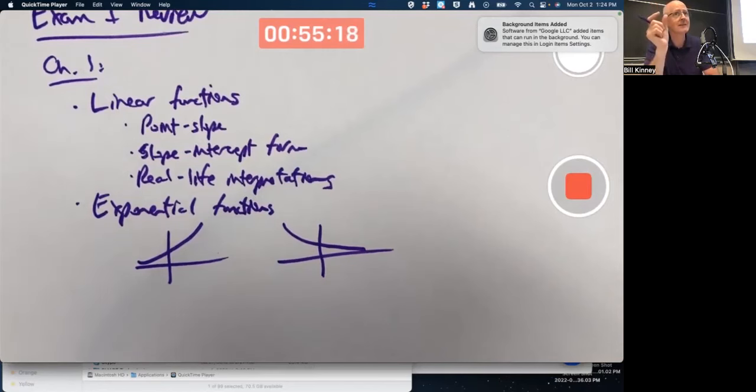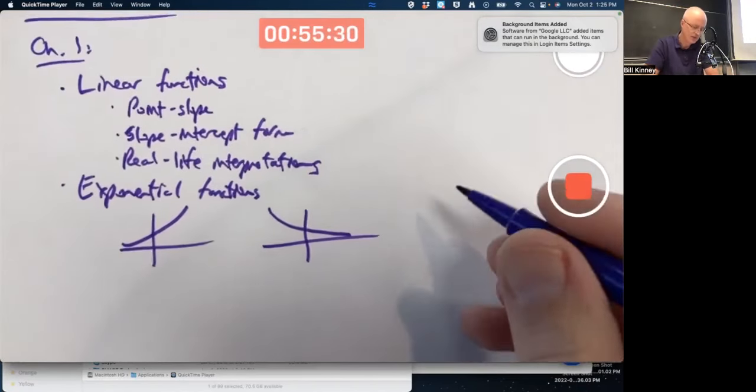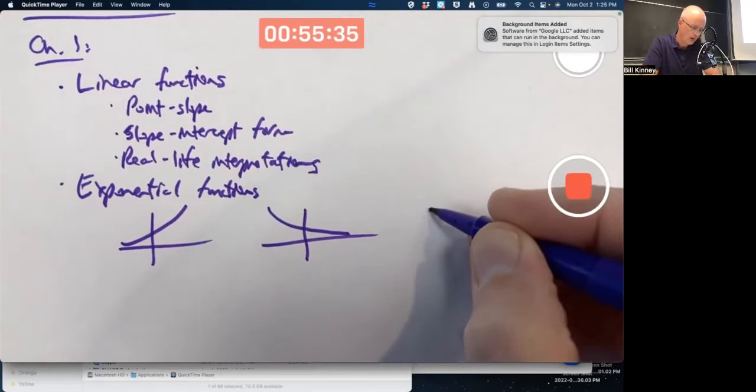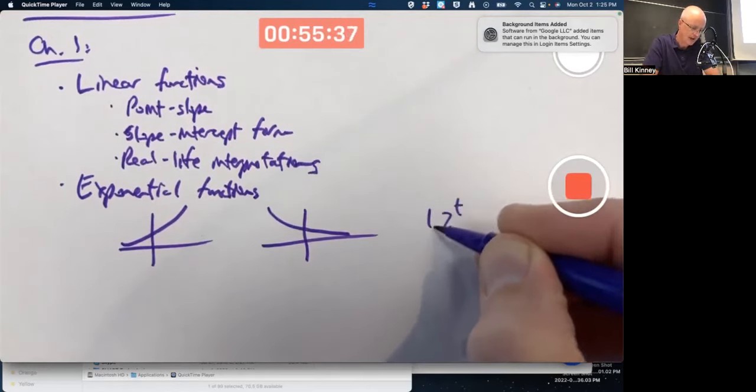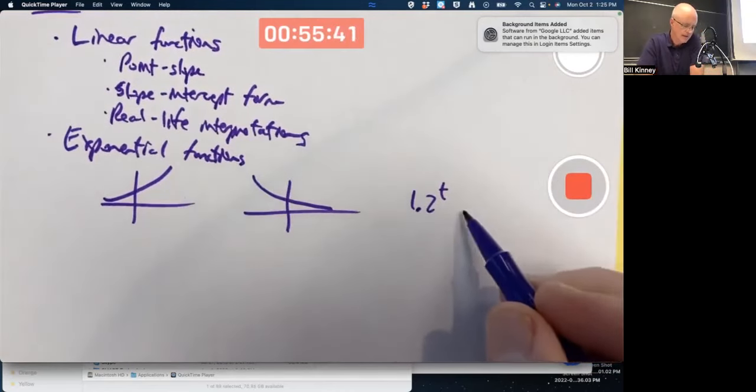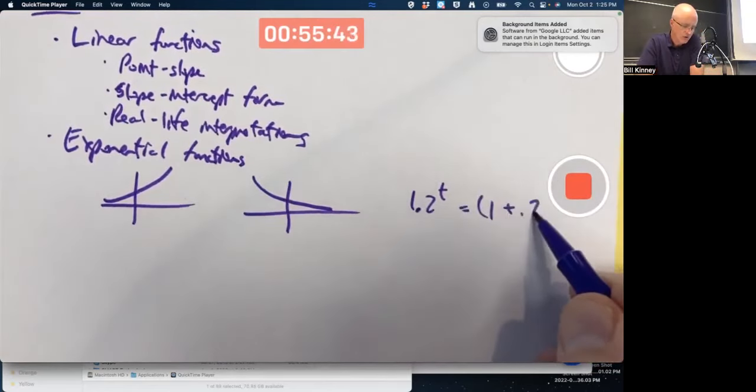If you put that word relative in there, that means percent. The word relative is essentially synonymous with percent. The relative rate of change, the percent rate of change, is constant. And in particular, if you've got a function, say, like this, 1.2 to the t power, say, as an example, that's the same as 1 plus 0.2 to the t power.